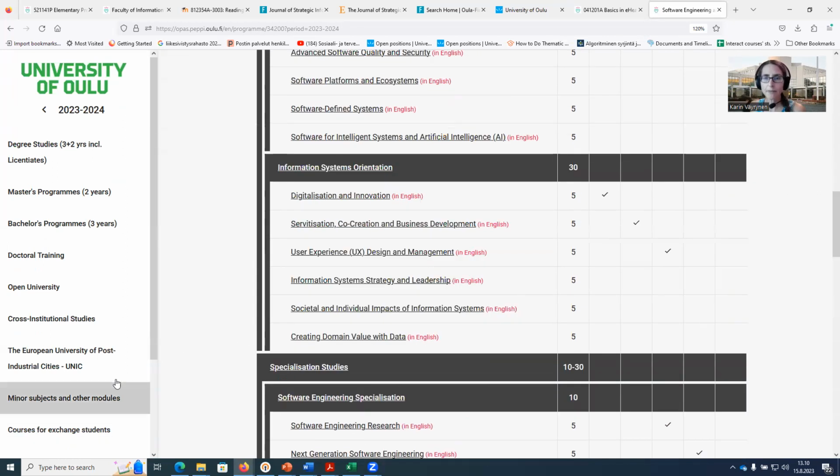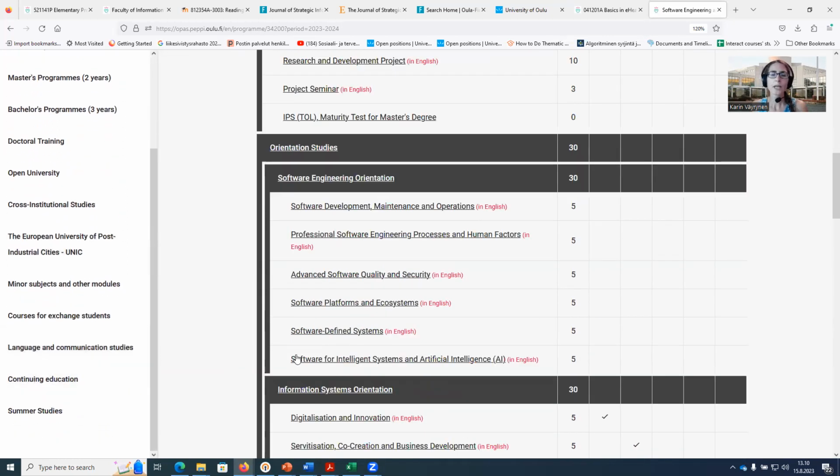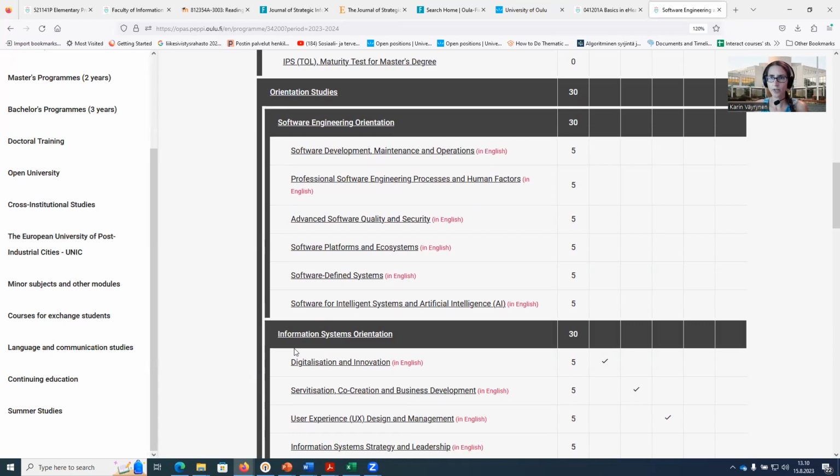And that's another benefit, that if you are still insecure whether you want to take the software engineering or the information systems orientation, take the first courses from both orientations, because then you can still decide, for example, after the first autumn semester, which orientation you actually will continue and want to complete in full.